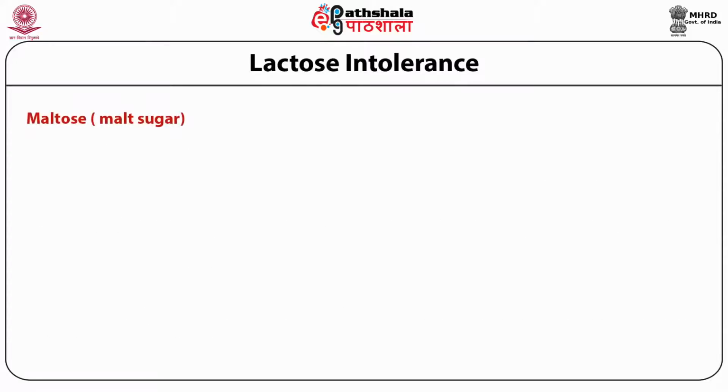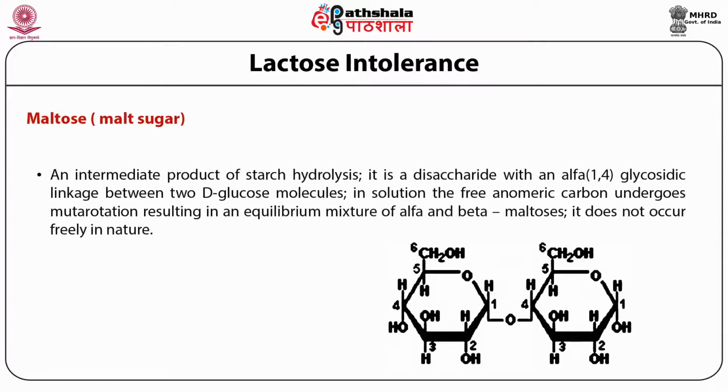Maltose is another disaccharide, an intermediate product of starch hydrolysis. It is a disaccharide with an alpha-1,4 glycosidic linkage between two glucose molecules. In solution, the free anomeric carbon undergoes mutarotation, resulting in an equilibrium mixture of alpha and beta maltose. It doesn't occur freely in nature.